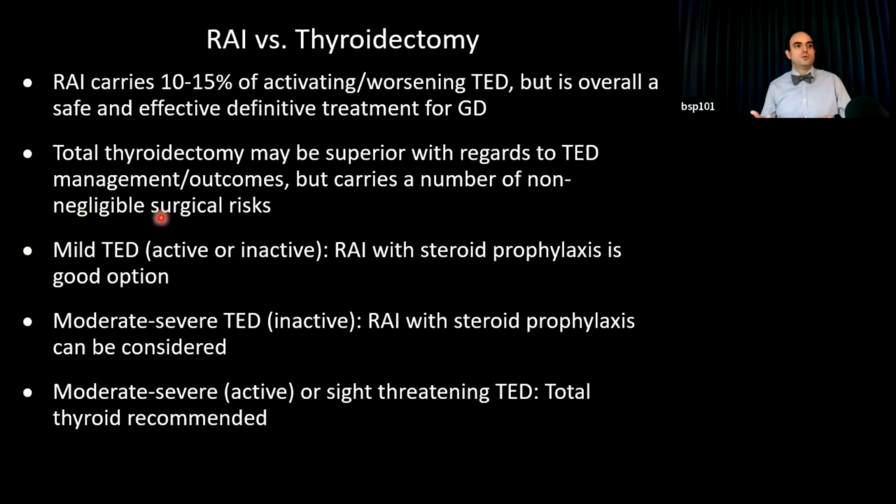But you would definitely want to use steroid prophylaxis in that if there's any sign of activity. And in general, even if there's any sign of actual thyroid eye disease, is what I recommend. And in moderate to severe disease, if it's old inactive disease, you can consider RAI with steroid prophylaxis. And the only time when I really try to say, let us try to do a thyroidectomy is when there's severe active disease or sight-threatening disease, because there are some small series that suggest that it's easier to manage the thyroid eye disease after a total thyroidectomy.